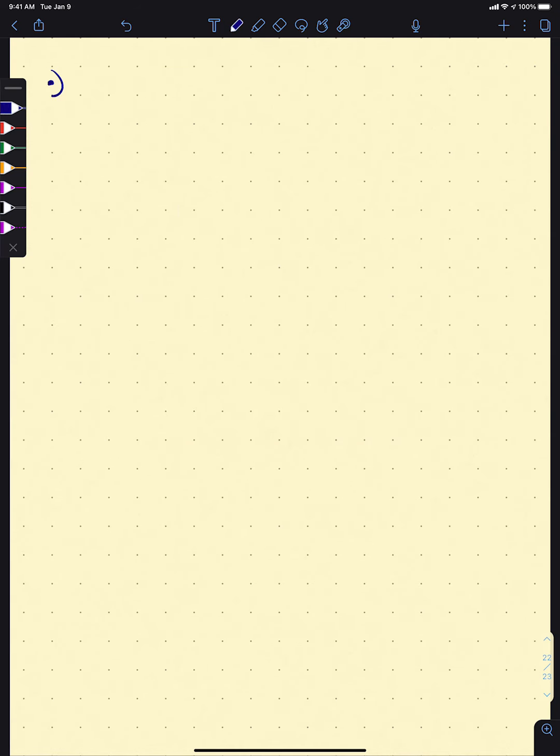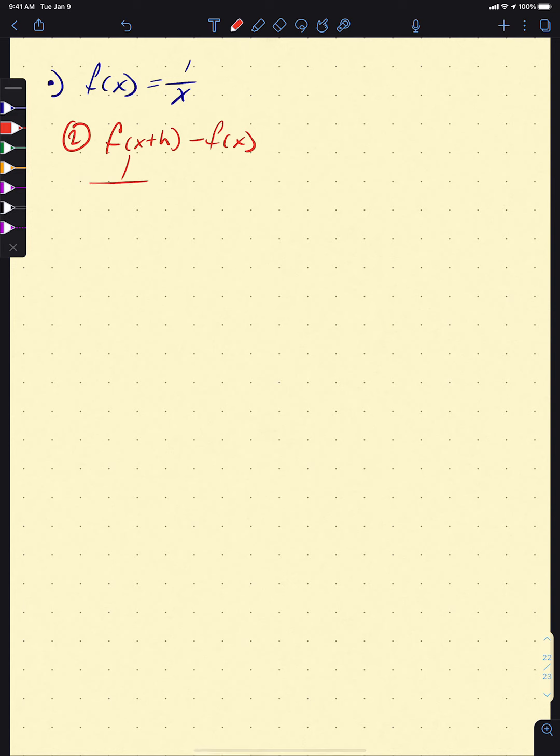Okay, next let's take another look at computing the derivative. This time, let's look at the derivative of 1 over x. Jumping to step 2, we're looking for f of x plus h minus f of x. What is f of x plus h? Well, that's going to be 1 over x plus h. And we want to subtract from that 1 over x.